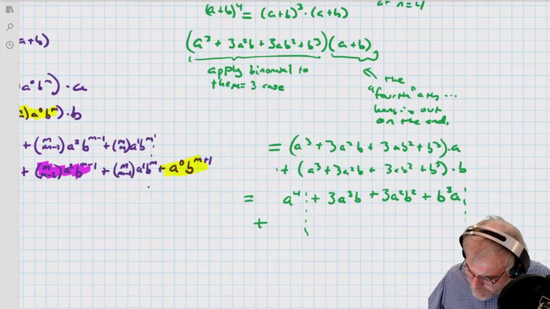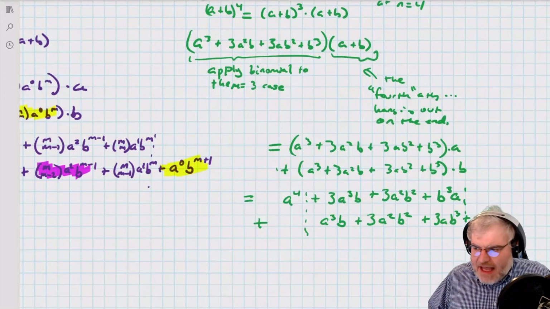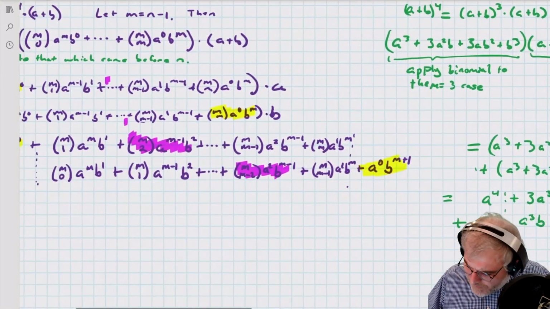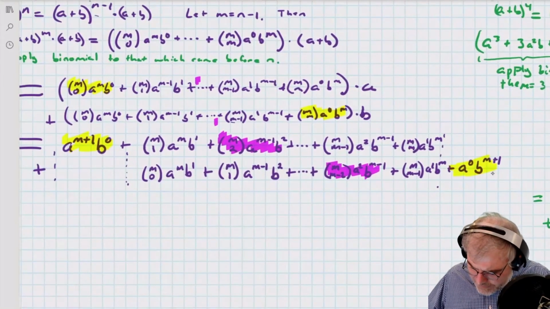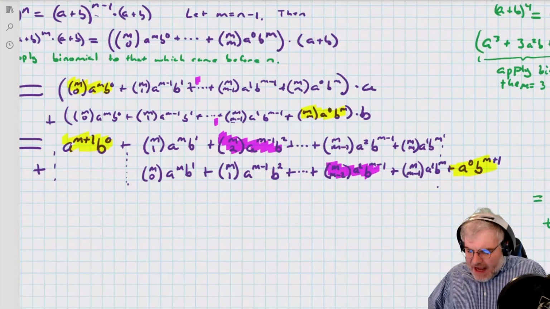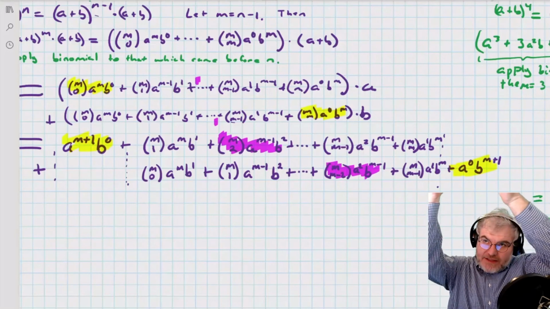And now I'm going to do the bottom here. So I'm going to have a cubed b plus 3a squared b squared plus 3ab cubed plus b to the 4th. So how do we feel about that, 1 to 5? What I just did, I took these two things and I made a little bit of space. I can think of this as the same thing I do when I'm adding like 10 and 5. I add the ones column, and you add from right to left when you're not doing it in your head.